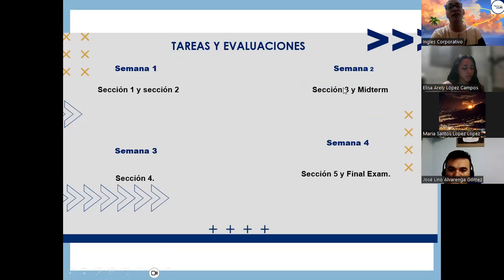In week number one, you are going to complete section number one and section number two. In week number two, you are going to complete section number three and the midterm test. In week number three, you are going to complete section number four. And in the last week, you are going to do section number five and the final exam so you can complete the course.